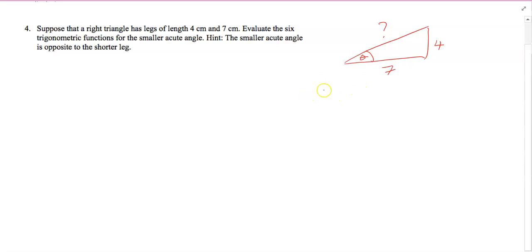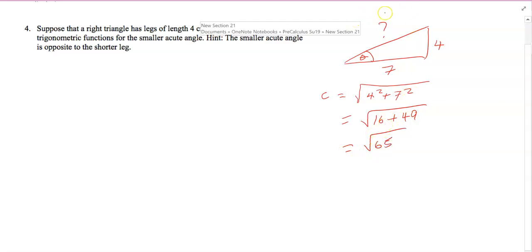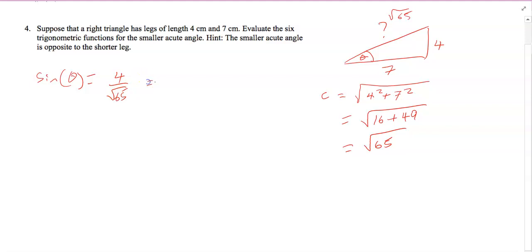So the hypotenuse C will be equal to the square root of 4 squared plus 7 squared, and that will be equal to the square root of 16 plus 49, which is the square root of 65. Okay, so C is the square root of 65. So then let's do the sine theta equal to 4 over radical 65. If you rationalize that, that becomes 4 radical 65 over 65.